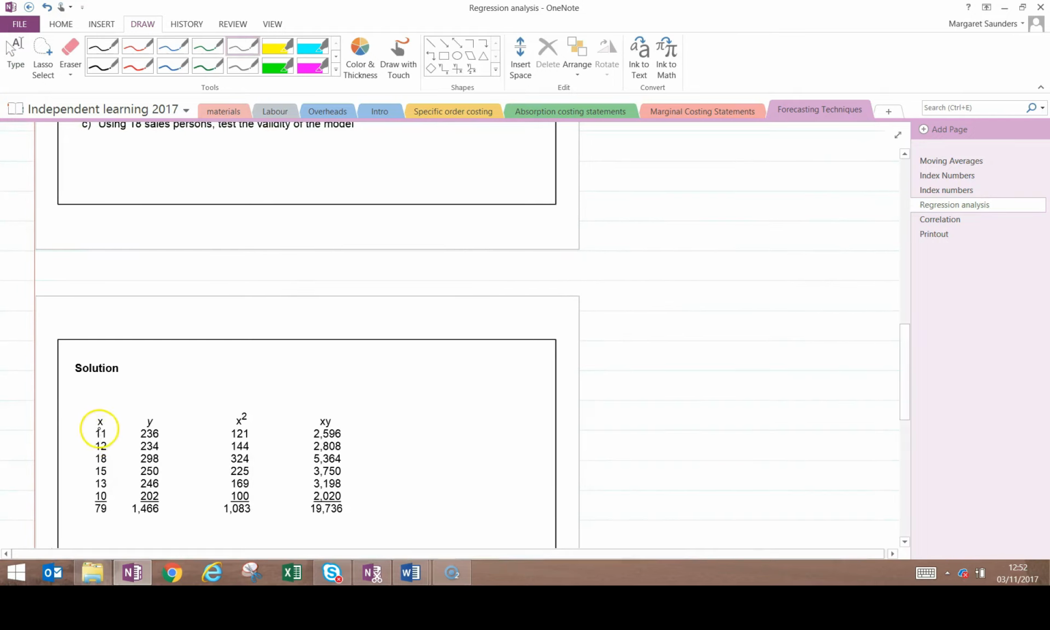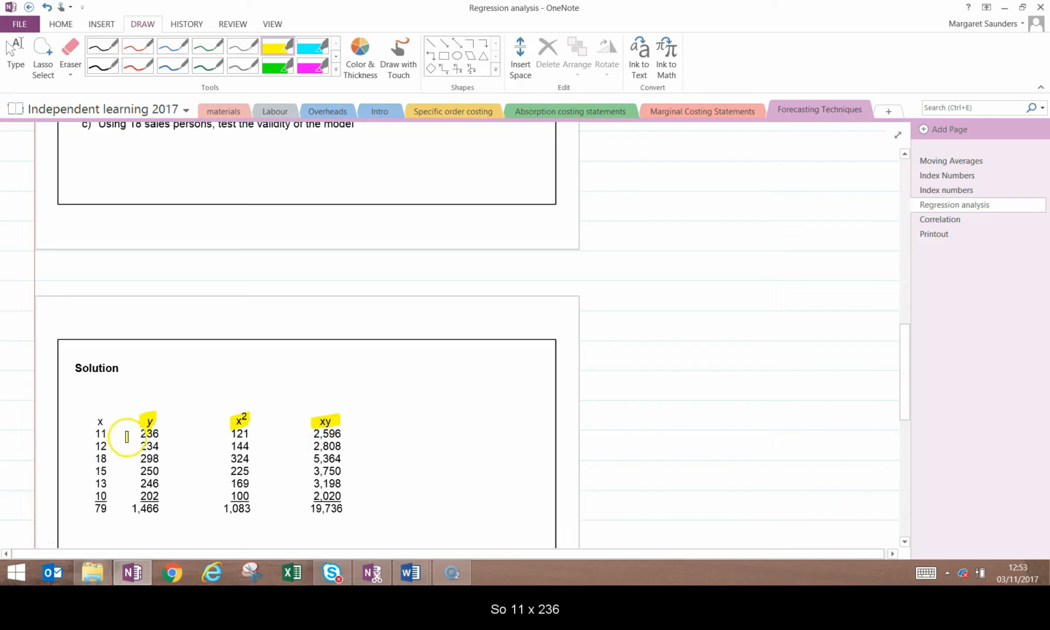So here we have our values of X. This is our salespersons. Here we have the values of Y. This is our sales. The next thing that we need to work out is X squared. So that is 11 squared, giving us 121, 12 squared, 144, and so on. So it's the value of X squared. And we need to work out X times Y.